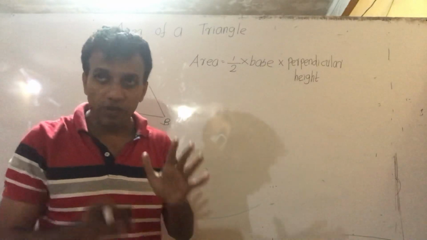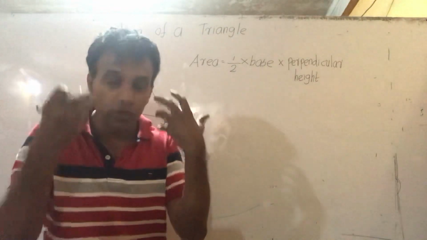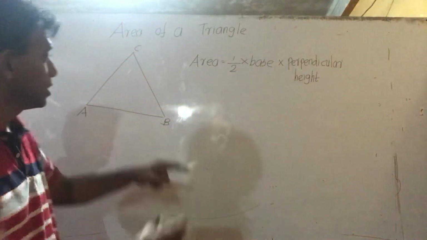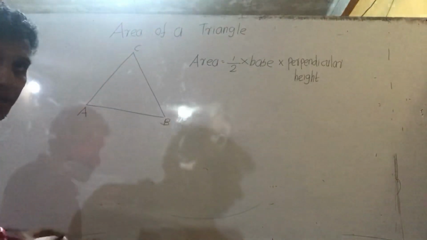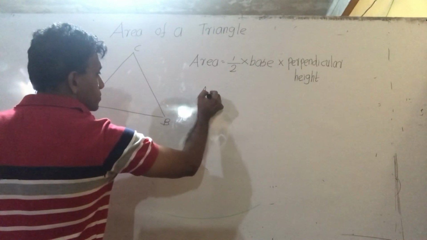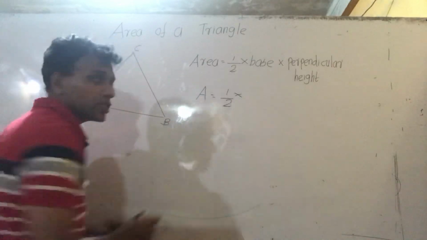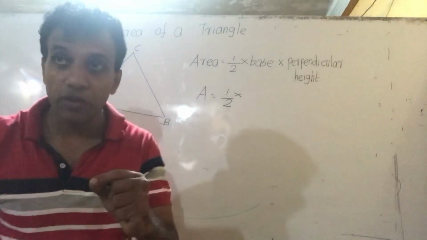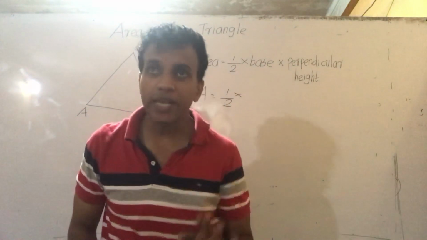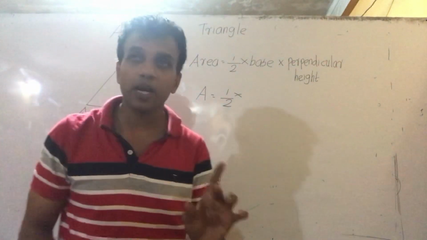Perpendicular height. But since this is the first time you are studying this, I will explain it properly. You also collect from me how I am showing this. So I draw the triangle here, right? So area A equals half into base. What is the base? You note all this. What does base mean? Base of a triangle means a side of a triangle.